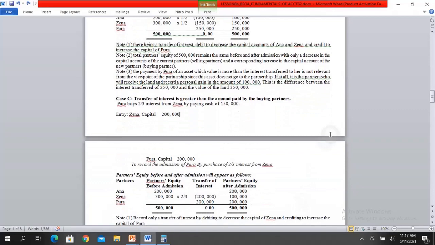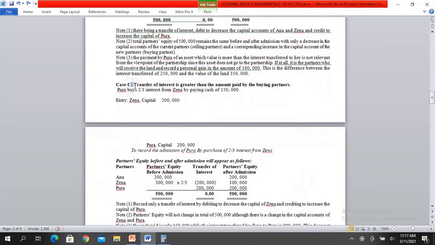Tingnan natin tong case letter C. Transfer of interest is greater than the amount paid by the buying partner. So, mas mataas yung transfer kay buying partner kaysa dun sa binayaran niya. Ayan. So, example, Pura buys 2/3 interest from Zina by paying cash of 150,000. So, binili ni Pura yung 2/3 interest ni Zina ng 150,000. So, magkano yung 2/3 na interest ni Zina?